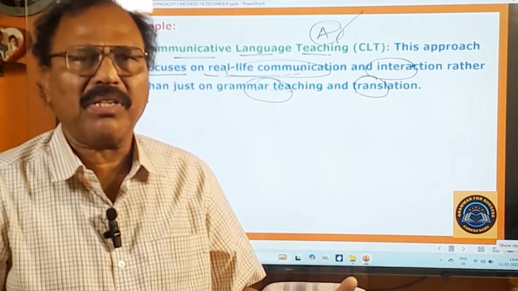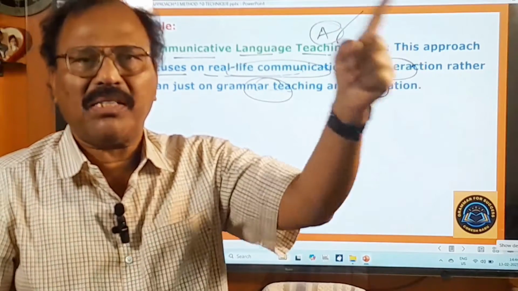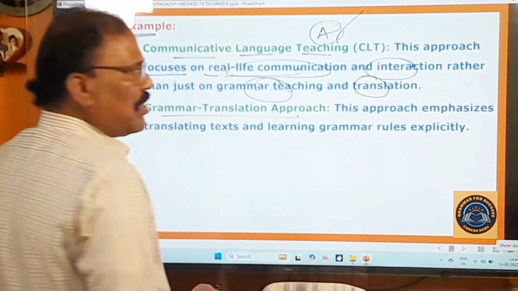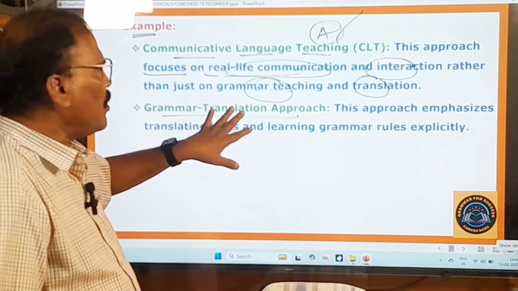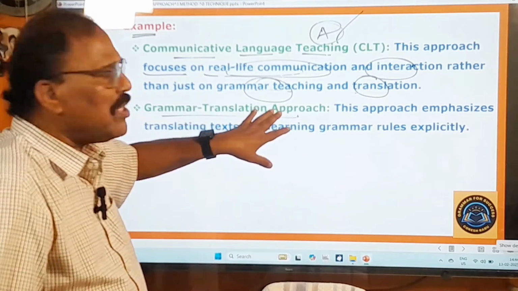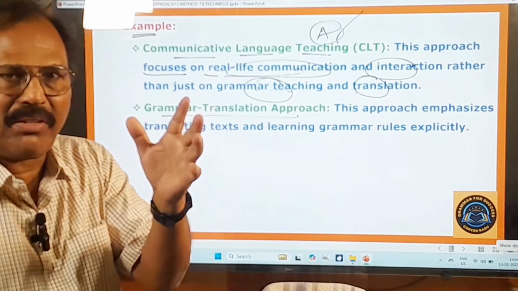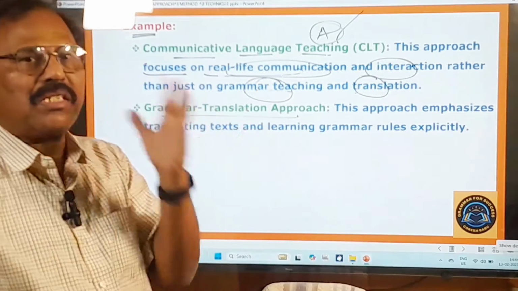What is our target language? Learning English. English is our target language. Go to one more example. Grammar translation approach is there. It's yet another kind of approach. Through this grammar translation approach also, you can teach your students about English and all that. You can teach your students some language.